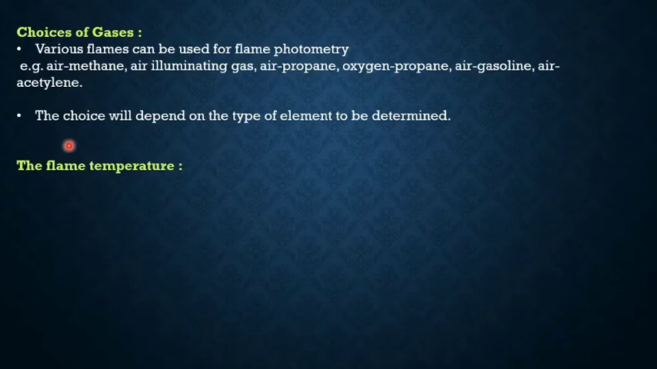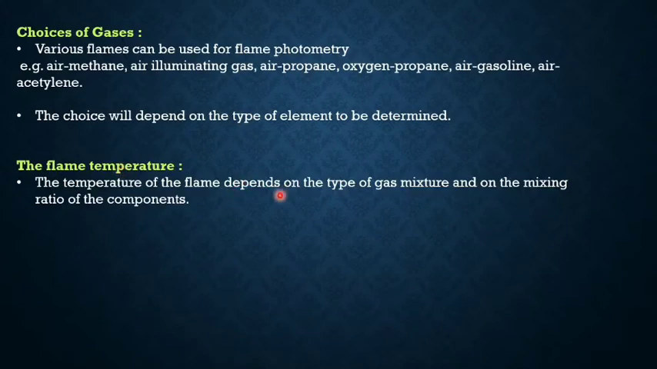The flame temperature must be high. The temperature of the flame depends on the type of gas mixture and on the mixing ratio of the components. Which type of gas mixture is used decides the flame temperature, and it also depends upon the mixing ratio of the components, that is the fuel plus oxidant mixing ratio.